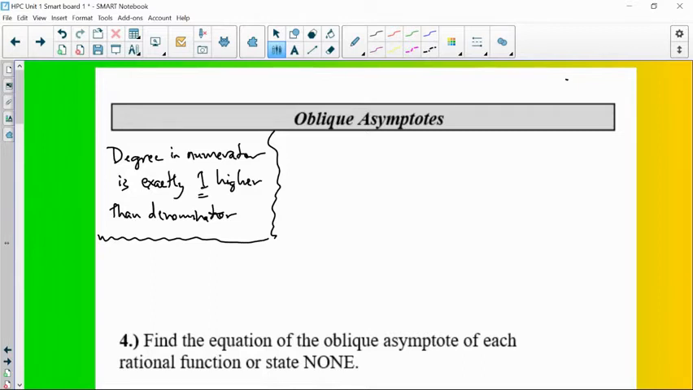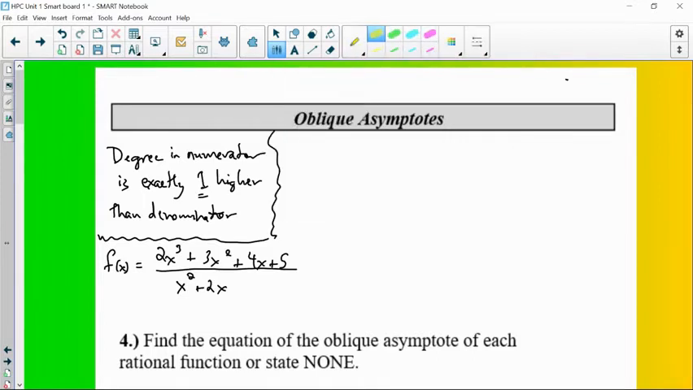So here is a function. We'll just do a quick example. Just a couple off the top of my head, like 2x cubed plus 3x squared plus 4x plus 5 all over maybe, let's say, x squared plus 2x, okay? This has 1 degree higher in the numerator than the denominator, right? Because remember, the degree refers to the highest exponent. This is a 3, this is a 2. So because the top is exactly 1 more, we know that there's going to be an oblique asymptote.